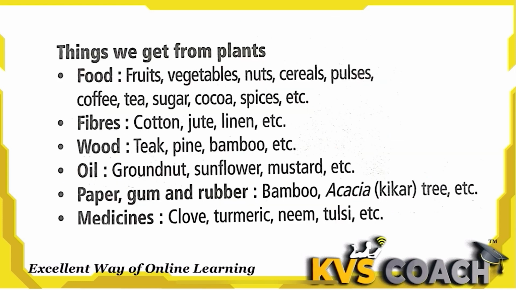Next is things we get from plant. What we get from plant? I am talking about food. Food, we get fruits, vegetables, nuts, cereals, pulses, coffee, tea, sugar, cocoa, spices. These are the examples of food we eat from the plants. Next is fibers. Fibers are the fiber industries belong to clothes like cotton, jute, linen. These are the clothes which are made by plant product.